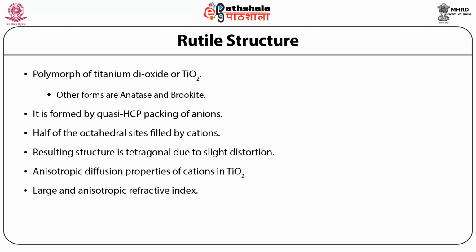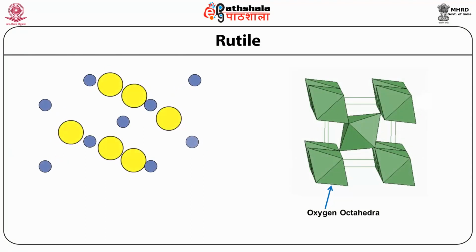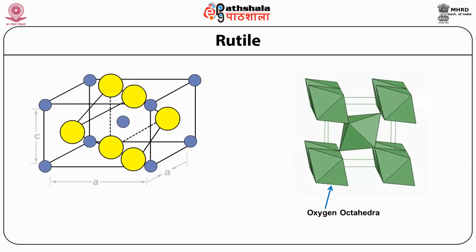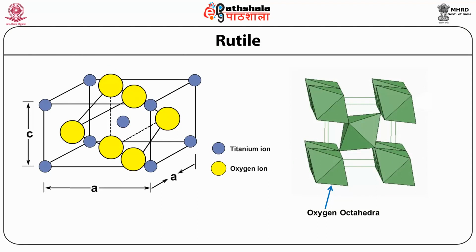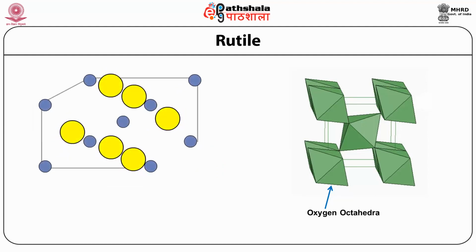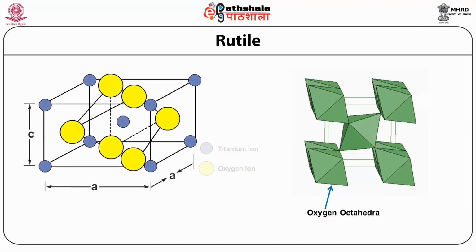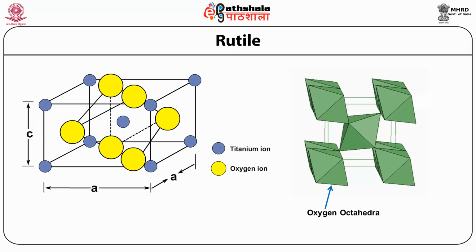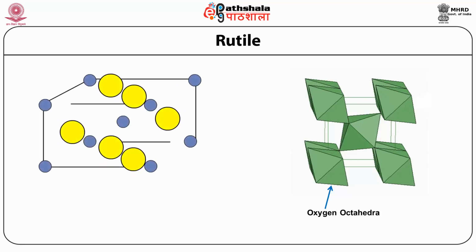A large and anisotropic refractive index is observed in such structures, having higher birefringence, and such materials are used as pigments and for their non-toxic properties. So students, you can see the unit cell of rutile where titanium atoms and oxygen atoms are shown. Rutile has a tetragonal unit cell, which we have discussed, with unit cell parameters of around a equal to b equal to 4.5 angstrom and c equal to 2.9 angstrom.